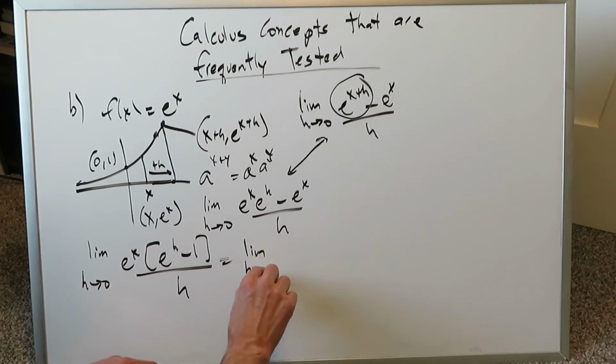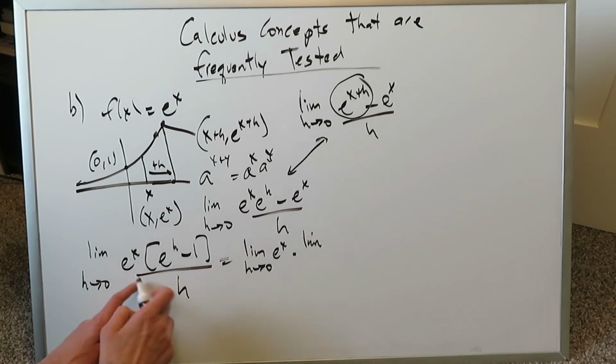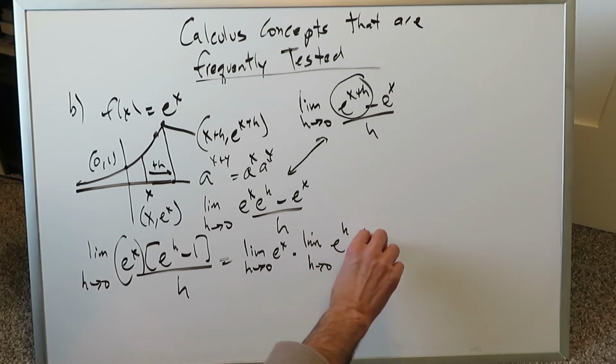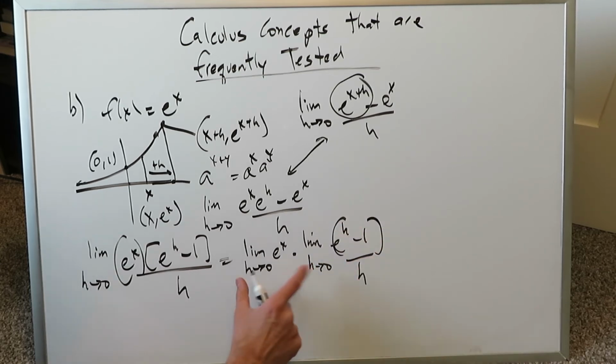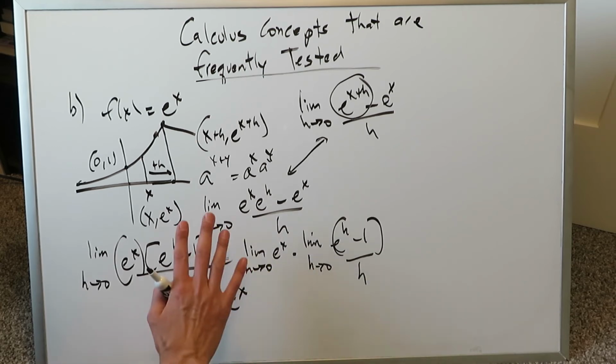I can do the limit as h approaches 0 of e to the x times a new limit, because I had these two items multiplying. I can apply individual limits to both of these items and separate them out. When you do the limit as h approaches 0 of e to the x, this will always equal e to the x, because there's no h factor here being applied.